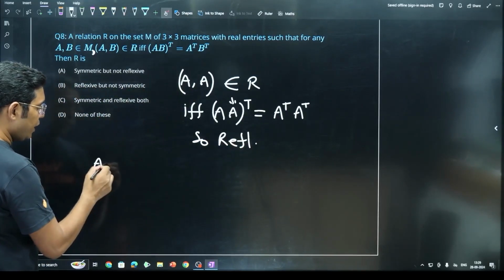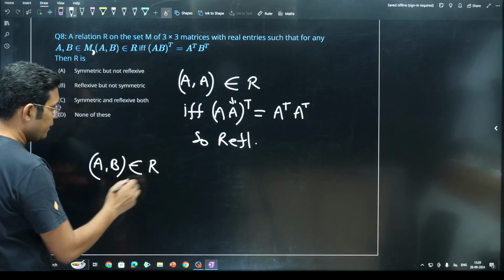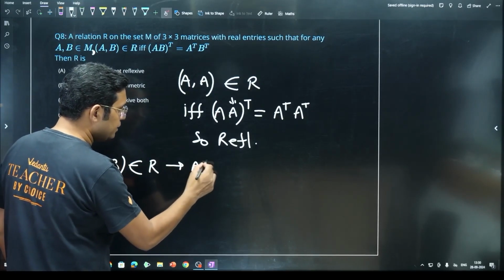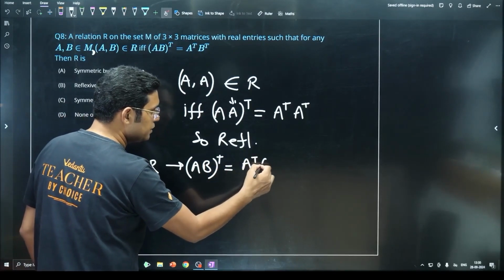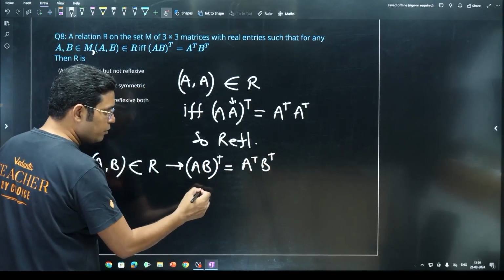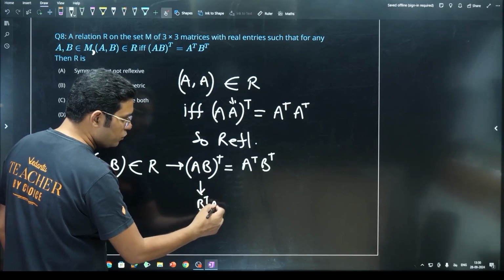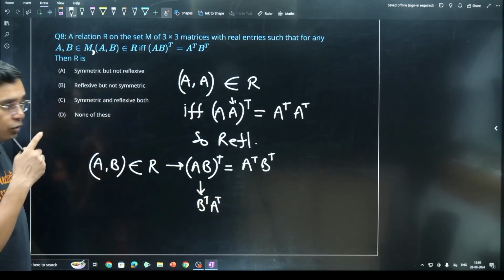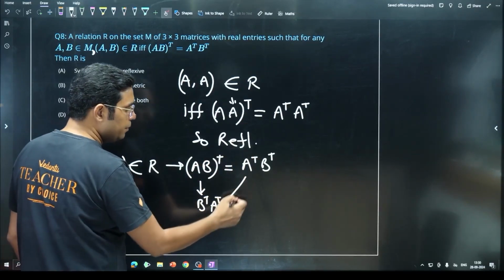For symmetric, we assume that AB belongs to R. That means (AB) transpose will be equal to A transpose B transpose. But as we know from the property, this is also equal to B transpose A transpose, which means if A is related to B, then B transpose A transpose will be equal to A transpose B transpose.